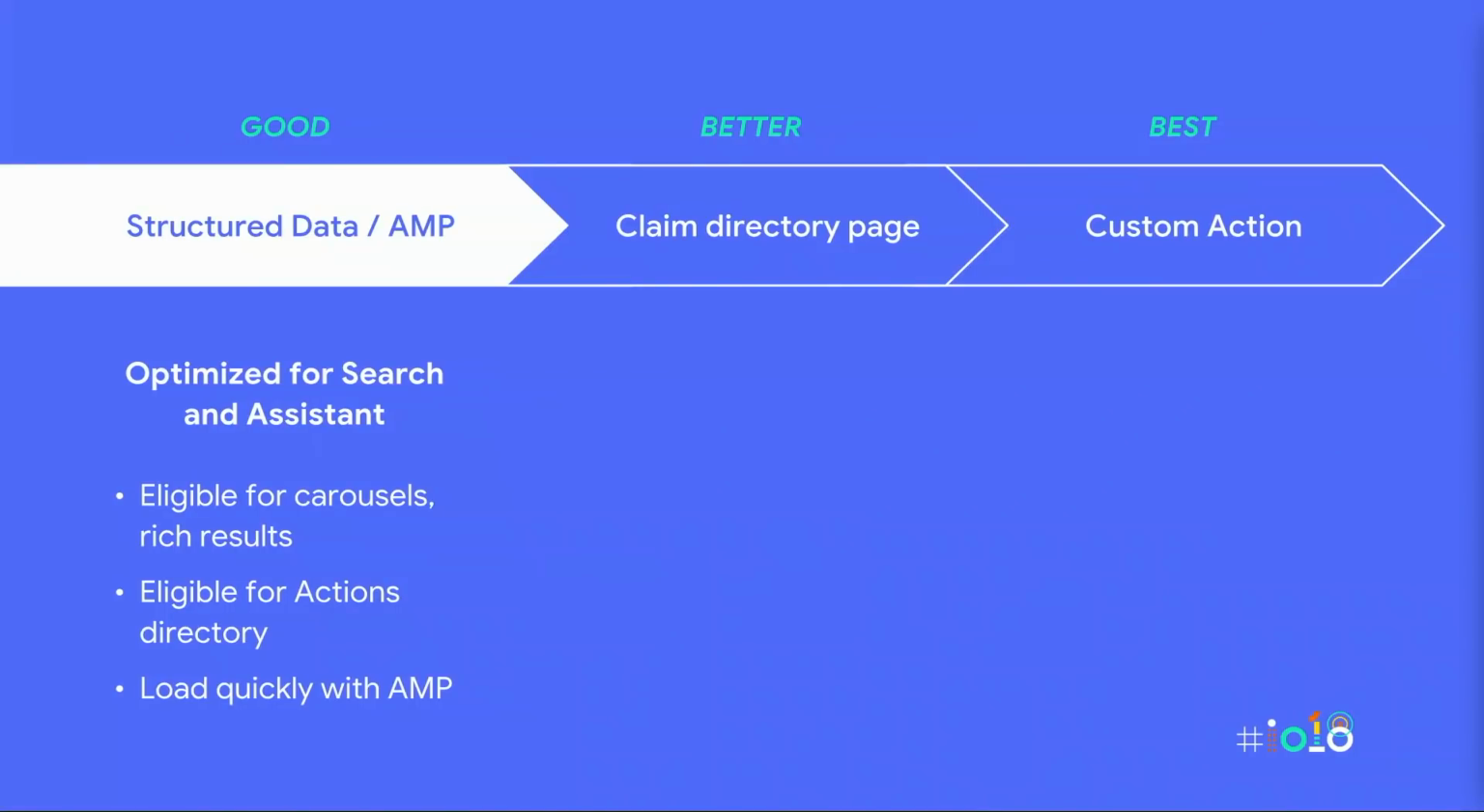So there are 3 things that you can choose to do to get your content best integrated with Assistant. Structured data and AMP are key to optimizing for search and for Assistant with the same work to do both. When you invest in structured data, you enable more discovery on more devices and help users get things done throughout their day. Also, implementing best practices with structured data can make your content eligible for carousels and rich results, like you just saw, and for a page on the Actions directory.